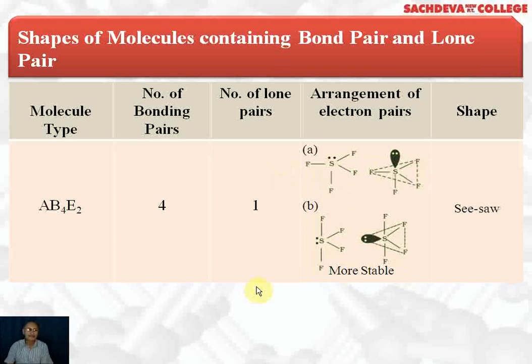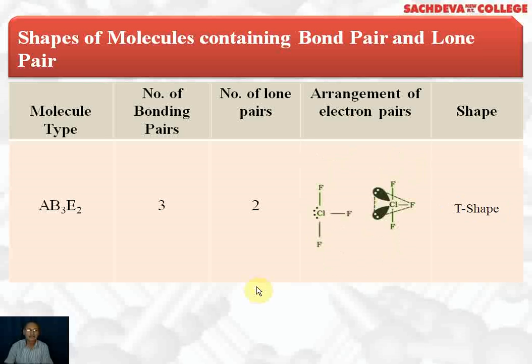Next type is AB4E, that is 4 bonded pair of electrons and 1 lone pair of electrons. Now observe carefully, here we have got 2 possible structure. In the first one, lone pair is at axial position, whereas in second case, lone pair is at equatorial position. Remember, lone pair should occupy as far as possible equatorial position. What is the reason? It is because that equatorial position is at 120, whereas axial position has 90. That is the reason that the second structure is more stable than the first one. So the shape of SF4 is seesaw, and I have explained why lone pair should be at equatorial position and not at axial position in this particular case.